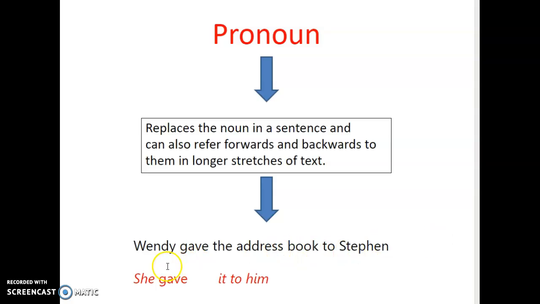So what I've done at the bottom here is I've shown you how I can replace these nouns with pronouns and it's still making sense. So for example, she is a pronoun that can replace Wendy, gave, and you could replace address book with it, to him replacing the proper noun Stephen. So that is what a pronoun does, and that's the function it plays in a sentence.